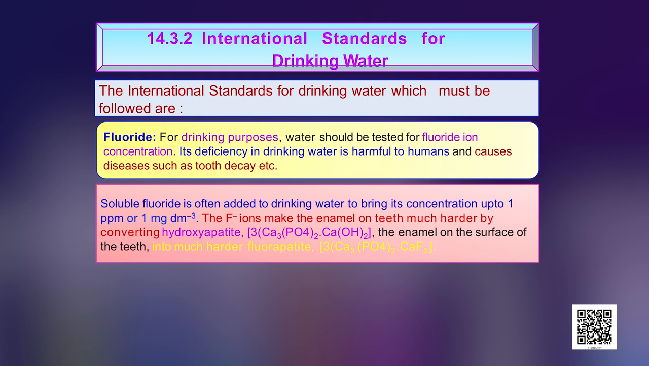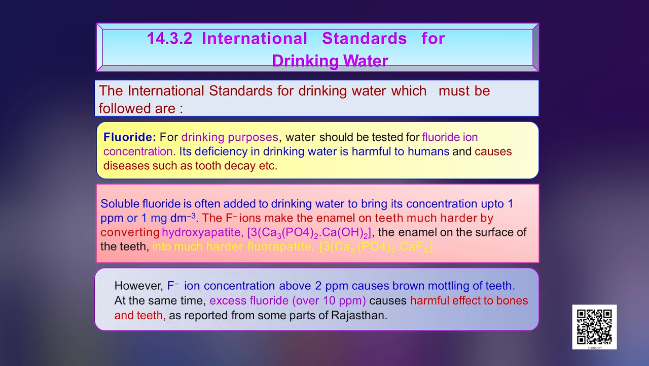You can see the formula here, which is present in the enamel on the surface of the teeth, into much harder fluorapatite. The formula is given. If you compare the two formulae, you will see that now the 2OH has been replaced by the 2 fluorines in the fluorapatite. However, fluoride ion concentration above 2 ppm causes brown mottling of the teeth. At the same time, excess fluoride, that is over 10 ppm, causes harmful effects to the bones and the teeth, as reported from some parts of the Rajasthan area.